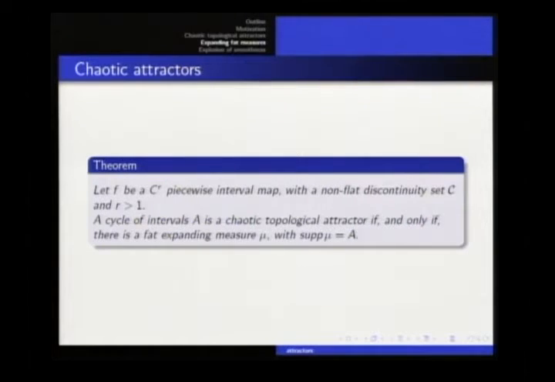So if F is a C^r piecewise interval map, we don't have control on this discontinuity set. It can be critical or singular. A cycle of intervals is a chaotic topological attractor if and only if such a fat expanding measure exists and its support is the cycle of intervals. So that's our setup for C^r piecewise interval maps. After we have this setup, we pass to the second step, to get the explosion of smoothness in this setup.